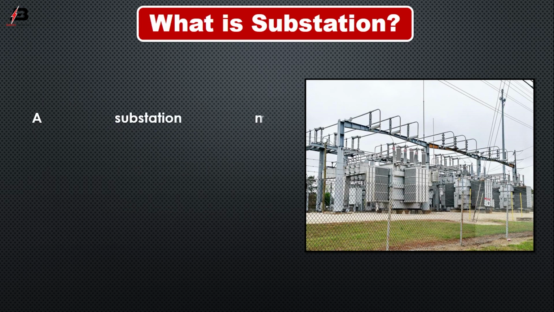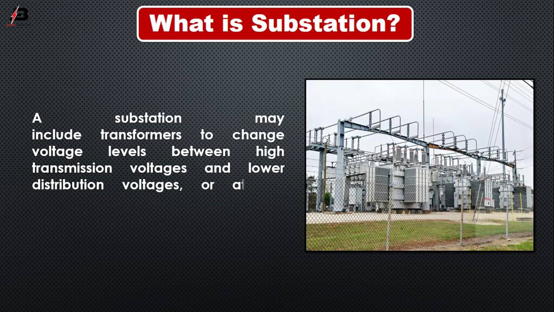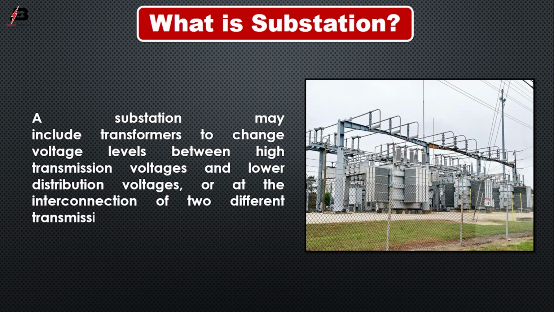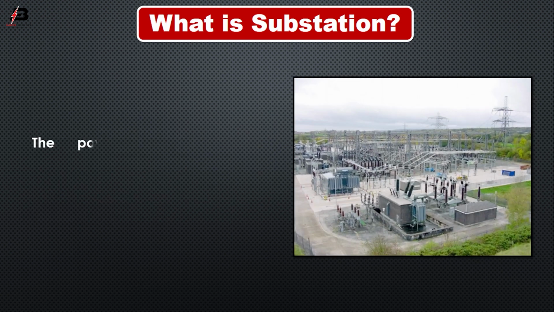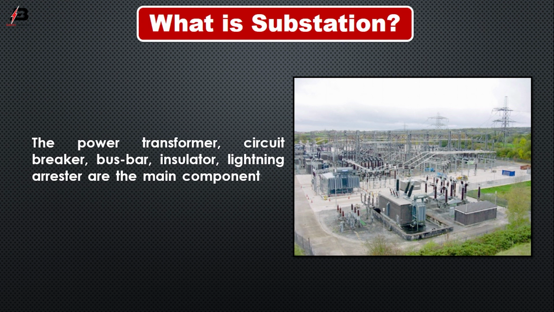A substation may include transformers to change voltage level between high transmission voltage and lower distribution voltage, or at the interconnection of two different transmission voltages. The power transformer, circuit breaker, bus bar, insulator, and lightning arrestor are the main components of an electrical substation.